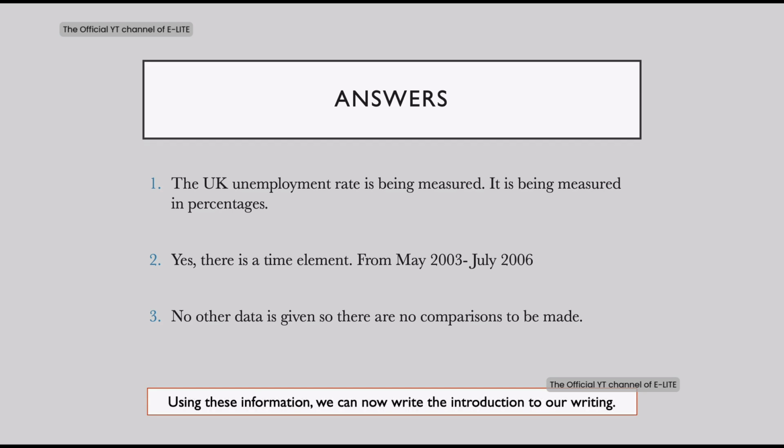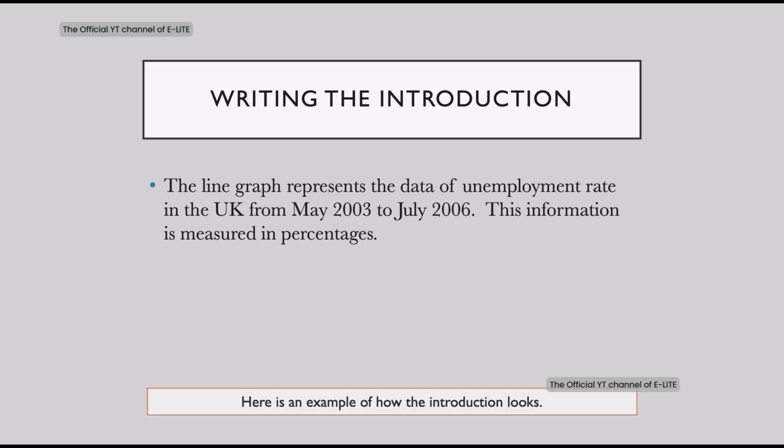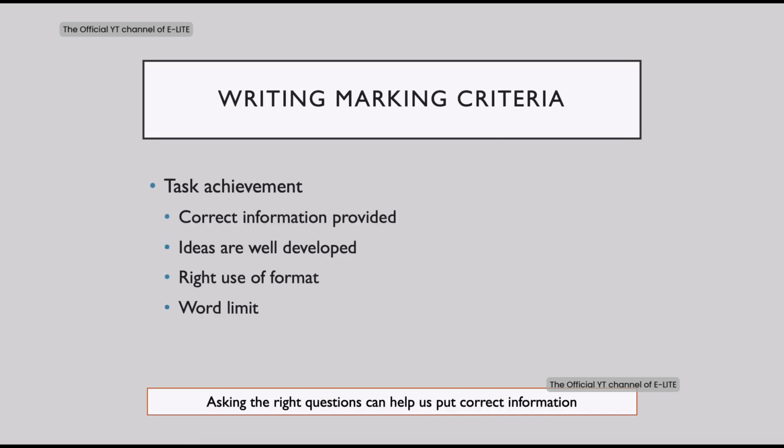Using this information, we can now write the introduction to our writing. Here is an example of how it will look. The introduction is a sentence that explains what the graph or picture describes. Asking the right questions can help us put correct information in the introduction, which is important for our marking criteria.